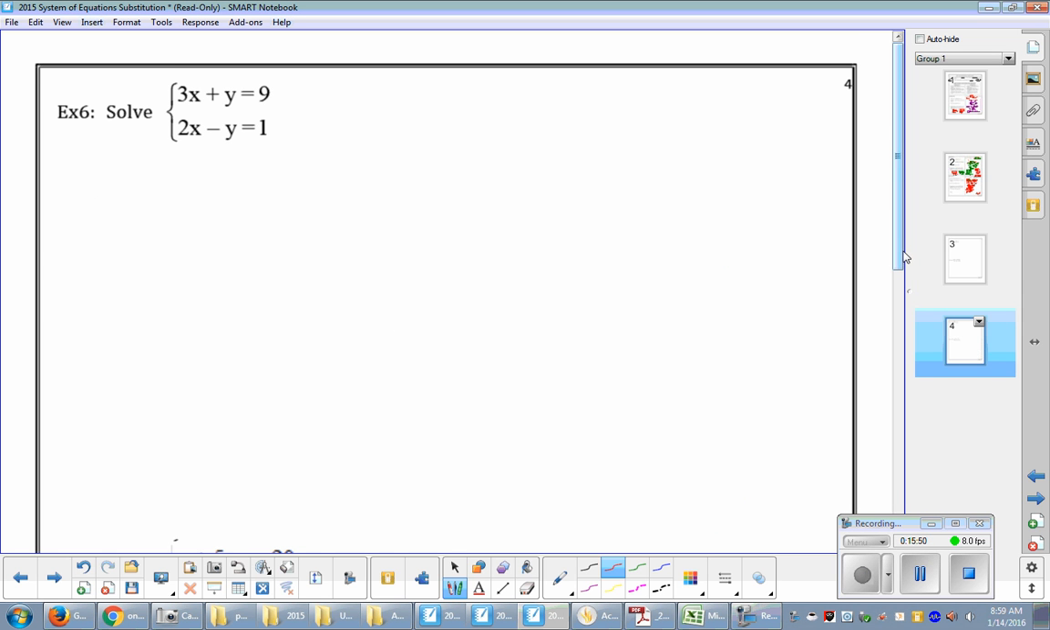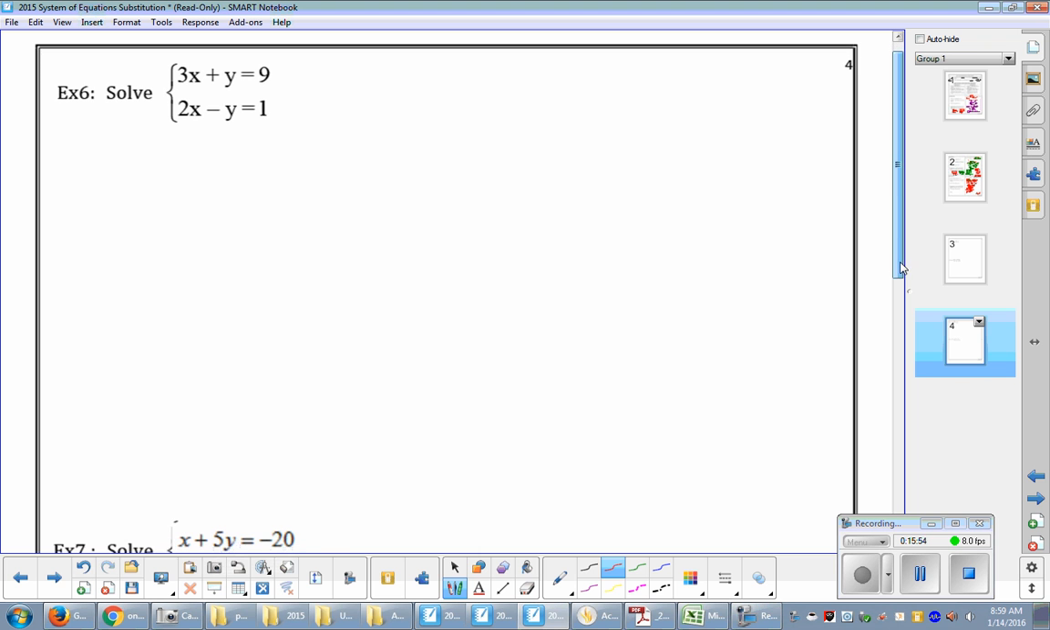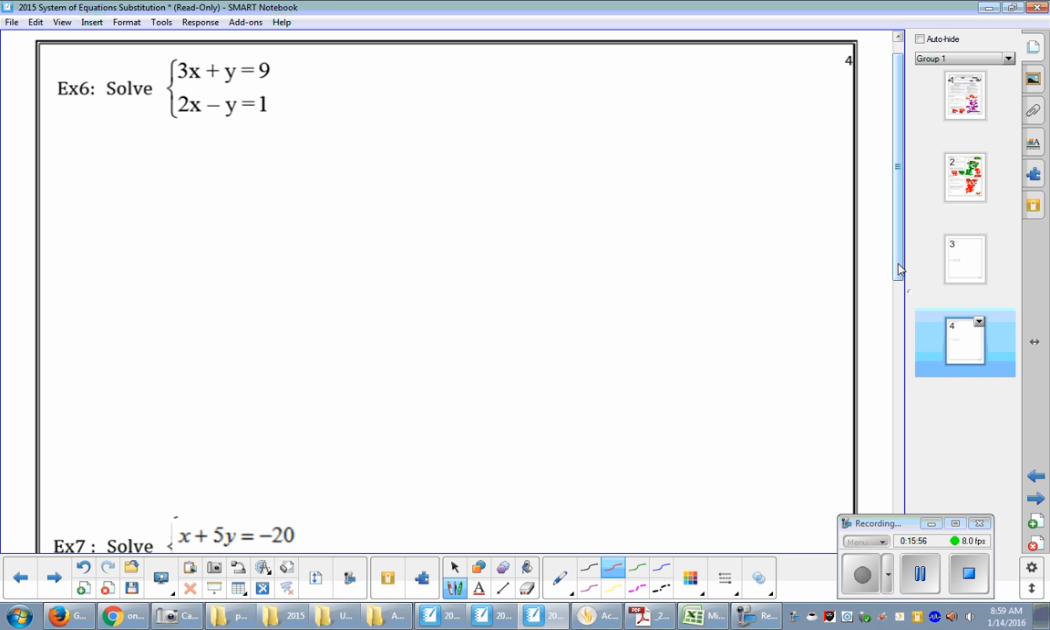Okay, let's try to do number 6. So when you are solving for your variable, isolating an x or a y, the best procedure is for you to isolate a variable that doesn't have any coefficient. So in this particular example, it's better for us to solve for y.